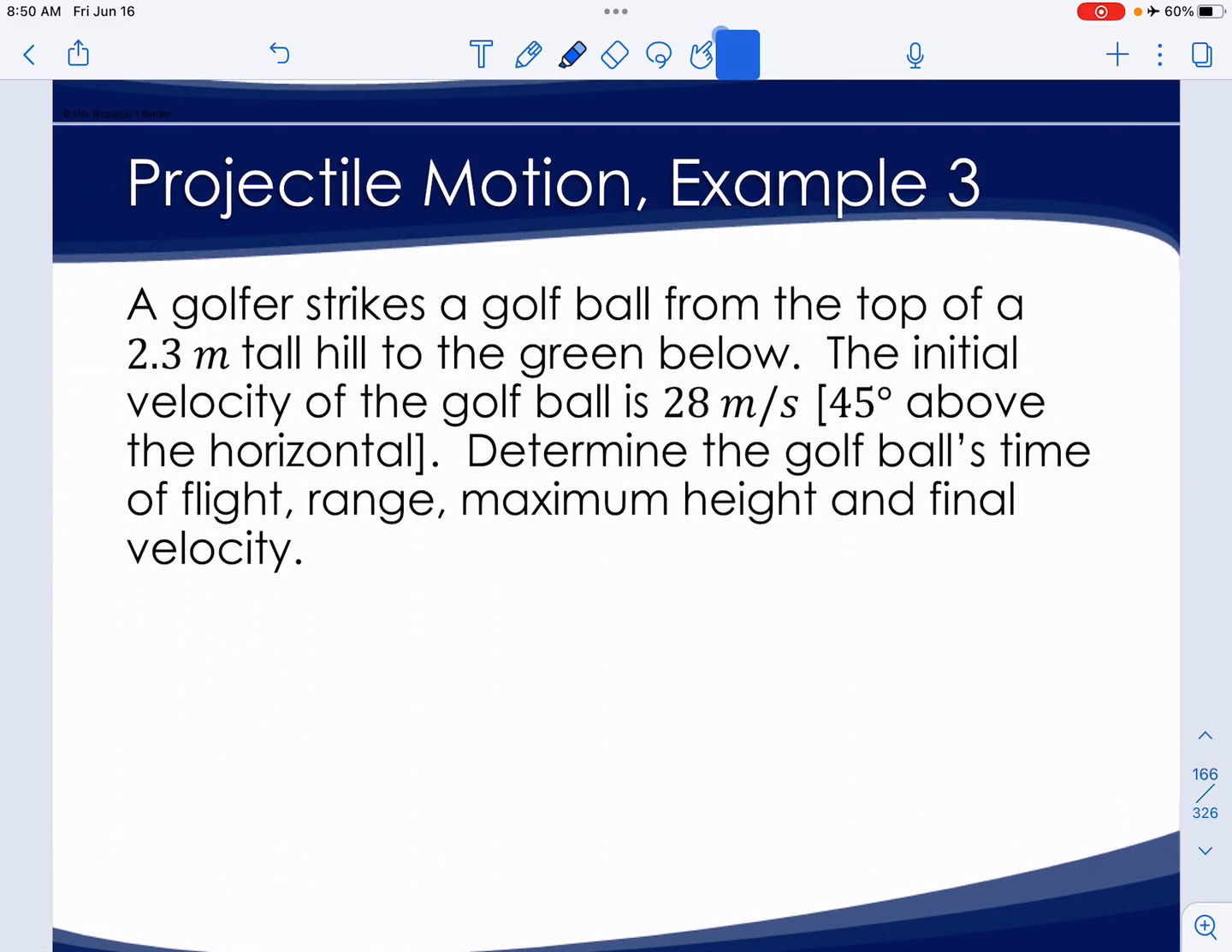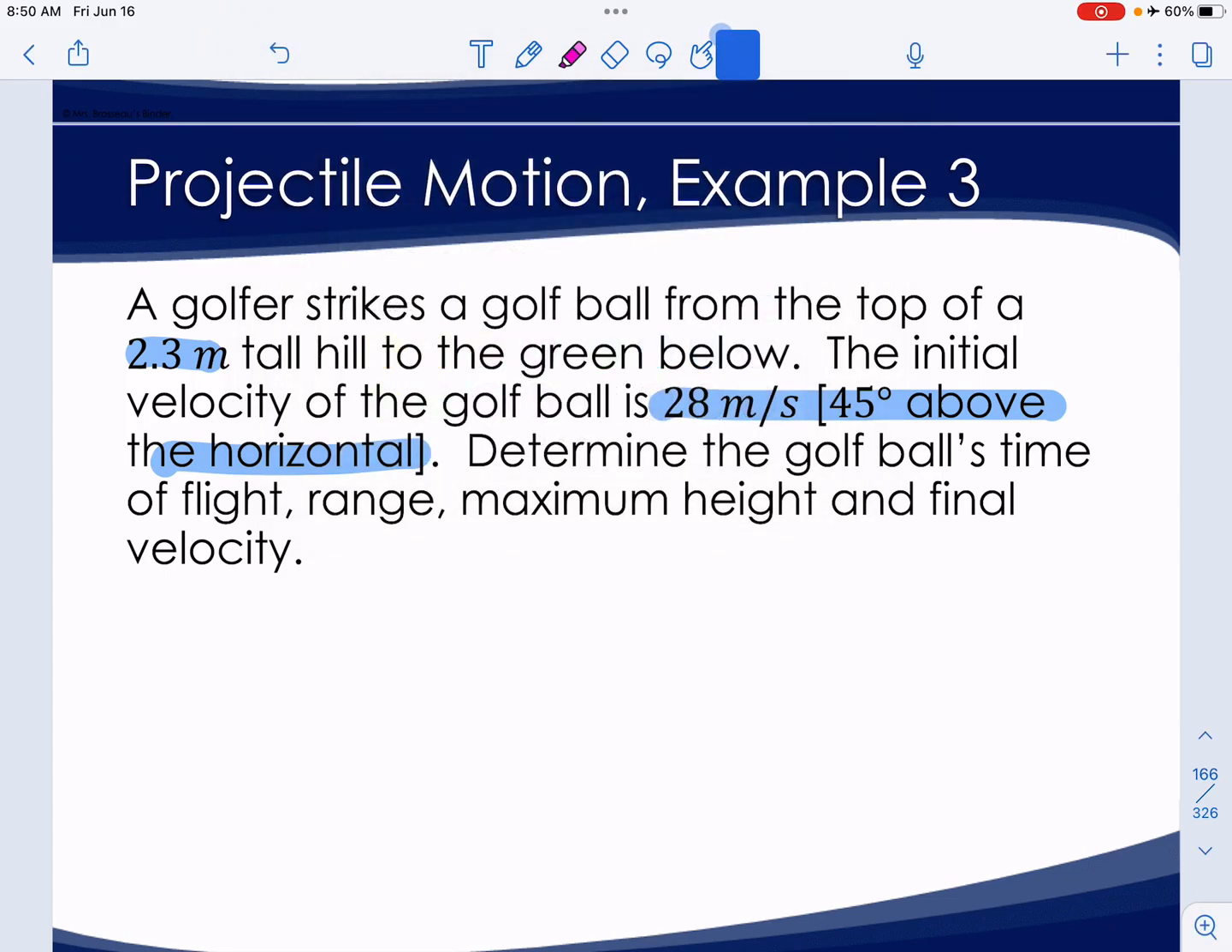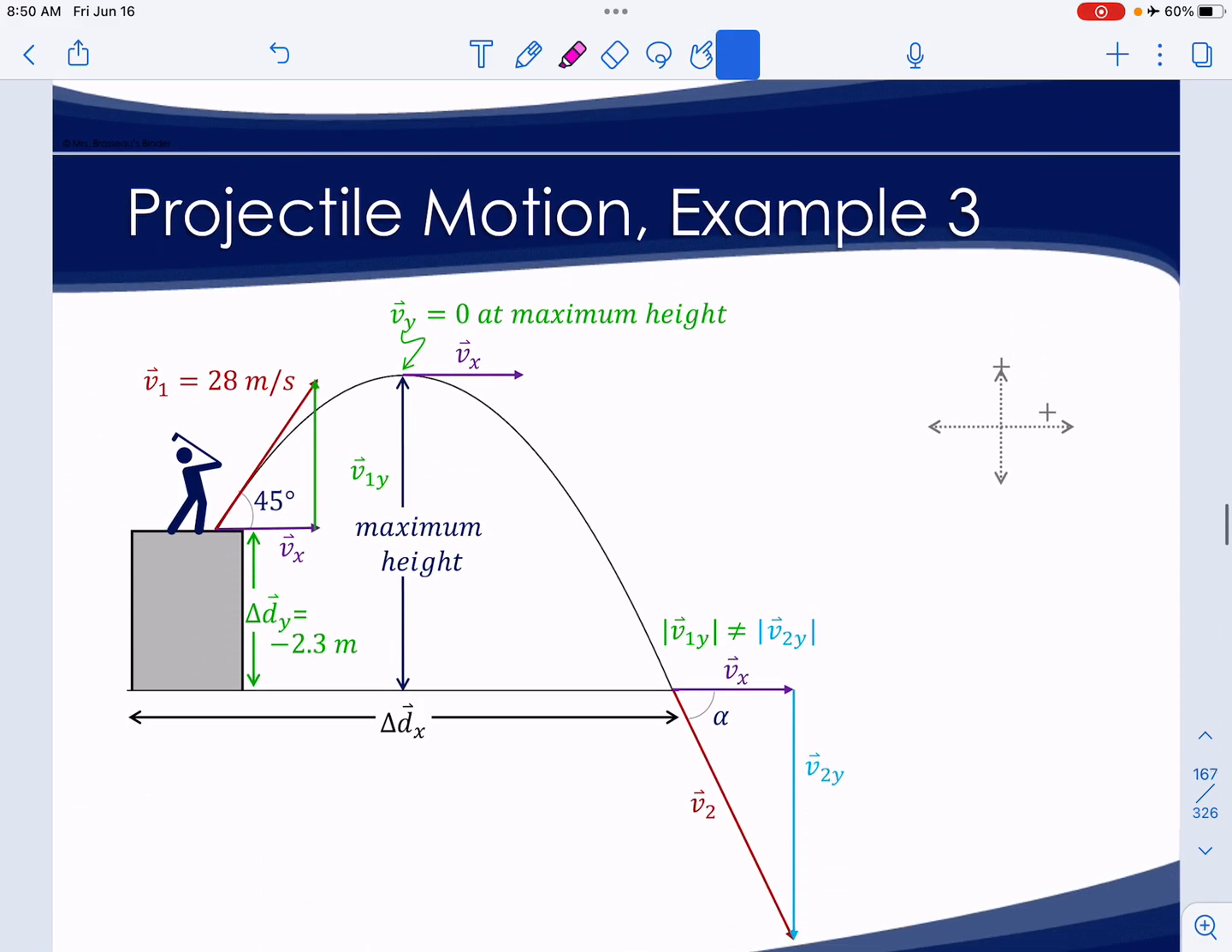A golfer strikes a golf ball from the top of a 2.3 meter tall hill to the green below. The initial velocity of the golf ball is 28 meters per second, 45 degrees above the horizontal. Determine the golf ball's time of flight, range, maximum height, and velocity. So we are determining the time of flight, the range, maximum height, and final velocity. So we're determining 4 things.